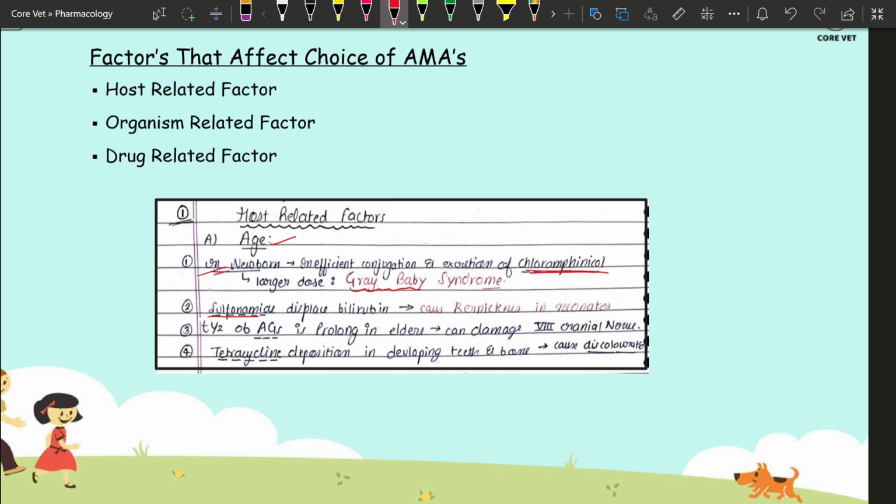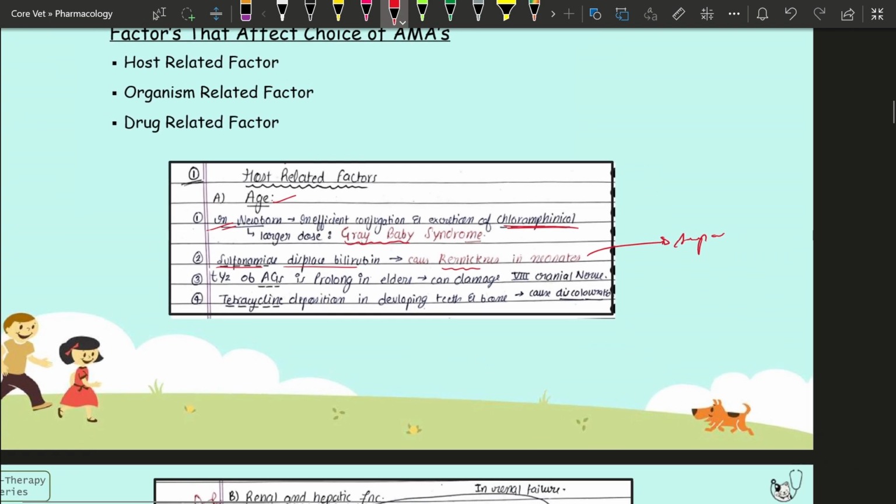Similarly, the sulfonamide displaces bilirubin, which leads to kernicterus. It is a condition that is produced by sulfonamide use. It is an age related factor, a host related factor to be precise. Likewise, the T half of aminoglycoside is prolonged in the elderly and can damage the eighth cranial nerve. It means that if the half life of the aminoglycoside increases, it could lead to damage of the eighth cranial nerve.